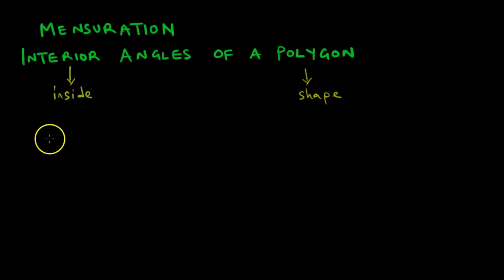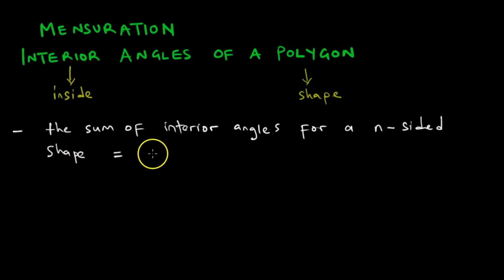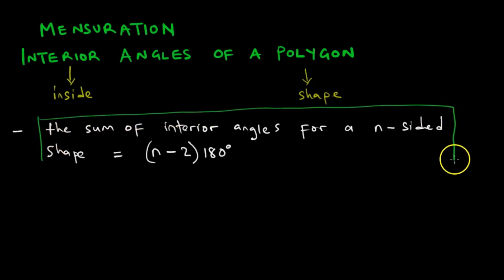The first note we have to consider is this one. We need to know that the sum of angles, or the sum of interior angles, for an n-sided polygon, an n-sided shape, let me use shape for the sake of simplicity, is equal to n minus 2 times 180 degrees. So this is an important fact, and it contains a formula, that's why we are boxing it.